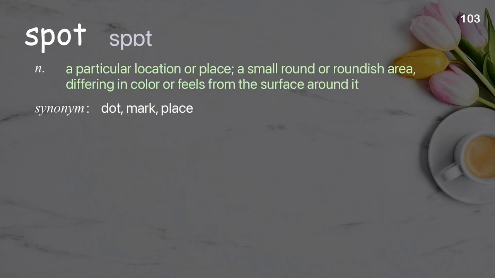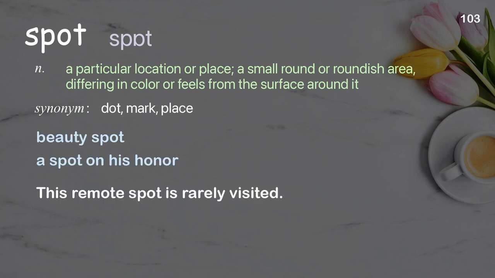Spot: a particular location or place; a small round or roundish area differing in color or feel from the surface around it. Examples: beauty spot, a spot on his honor. This remote spot is rarely visited.